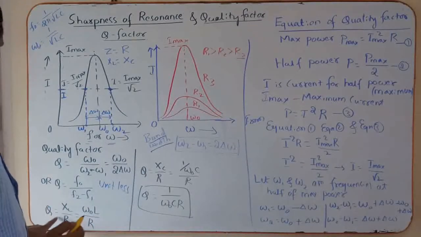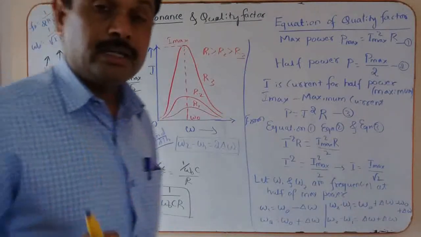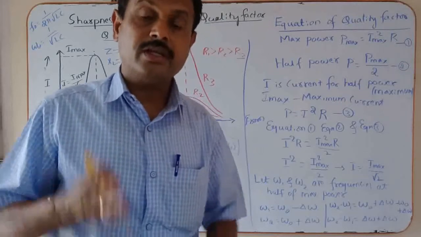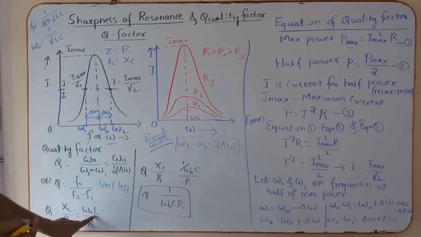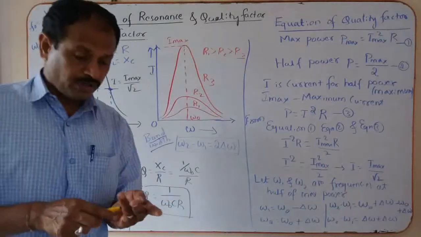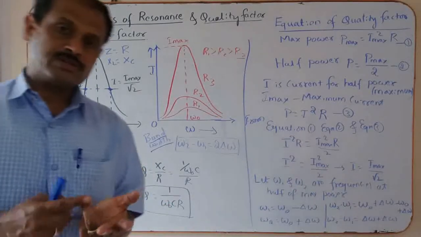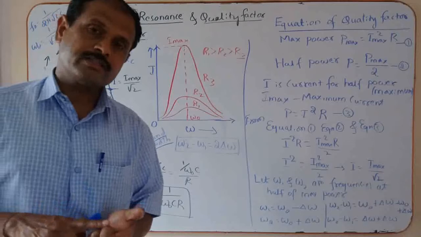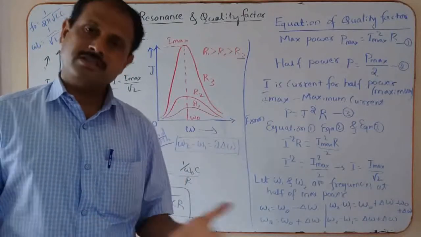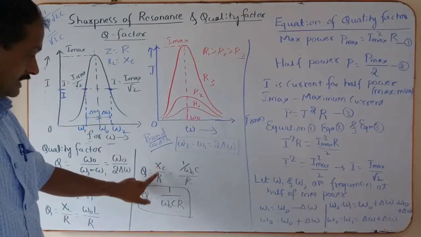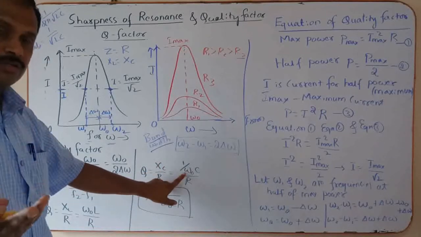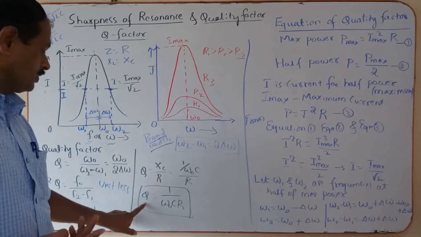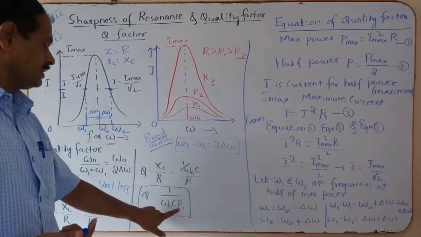Now quality factor is also defined as the ratio of the inductive reactance at the resonant frequency to the resistance. This is the second definition. Third definition: the quality factor is also defined as the capacitive reactance at the resonance to the resistance in the series LCR circuit, Xc divided by R. This is the capacitive reactance at the resonance omega 0, so Q is equal to 1 upon omega 0 C R.